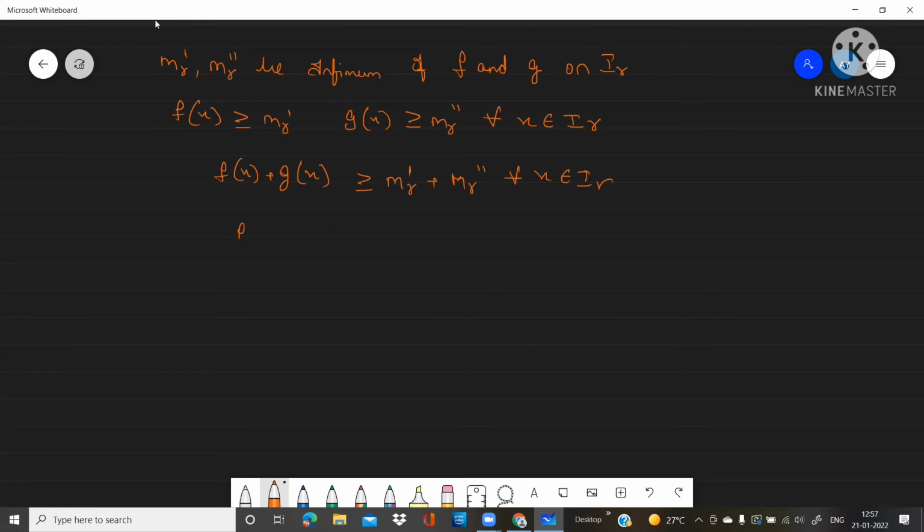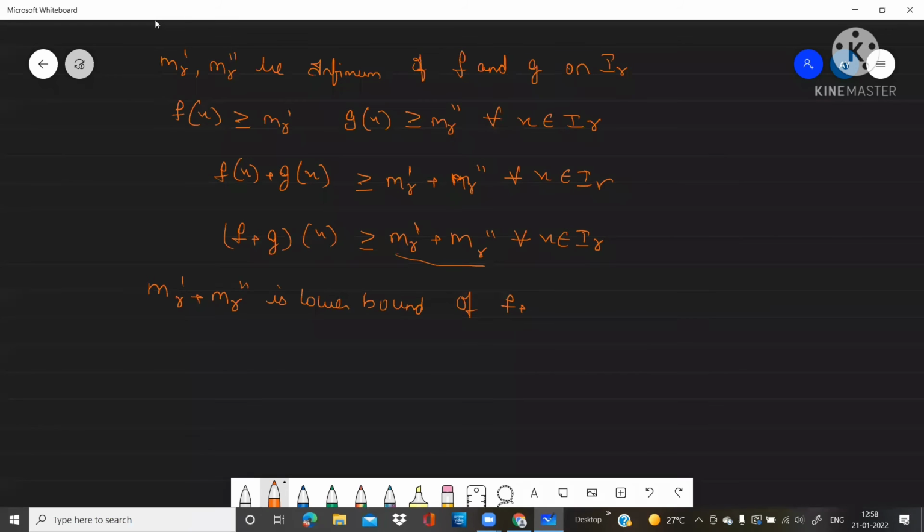So how will you write this? You can write it as (f plus g)(x), which is greater than or equal to m_r' plus m_r'', for all x belonging to I_r. So this is what we had. But what is this m_r' plus m_r''? They are the lower bounds. So m_r' plus m_r'' is a lower bound of what? Of f plus g on I_r.